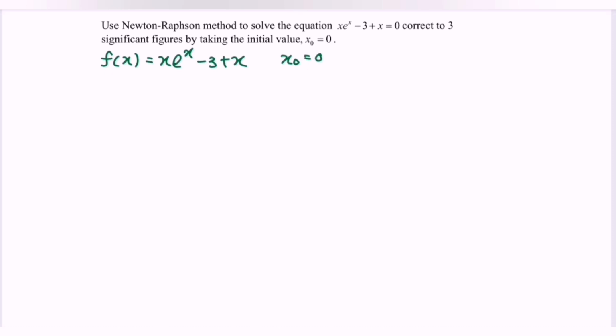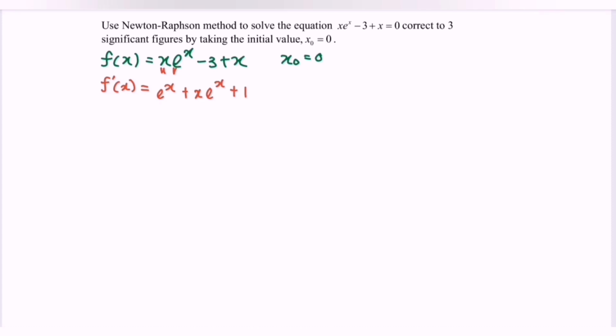Next, differentiate the function. f prime x is equal to, so in here, we have to make use of the product rule. Let's say this is u, this is v. So e to the x multiplied by u prime, which is 1, plus we have x multiplied by e to the x. Differentiate the negative 3, we have 0, and then differentiate the x, we have 1. So that is f prime.